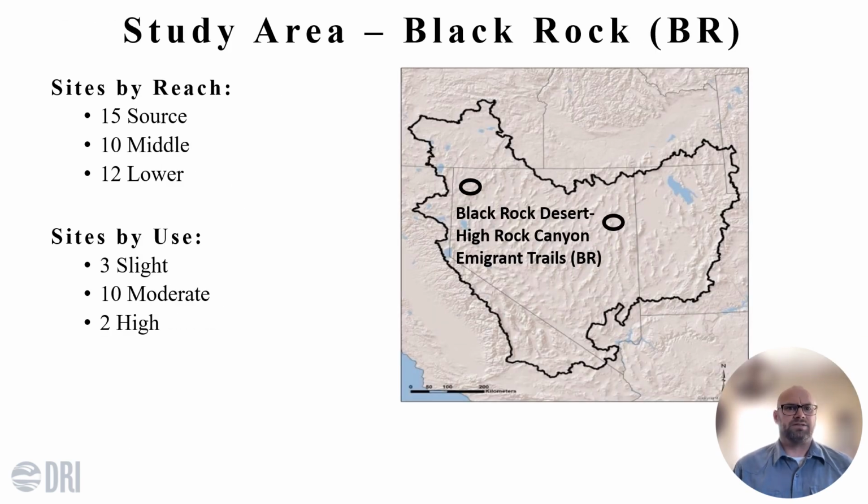We looked at 2 different study areas, the first one being the Black Rock Desert in the northwest of the Great Basin. By reach, we had 15 source samples, 10 middle samples, and 12 lower samples. And then by site use, we have 3 slight, 10 moderate, and 2 high.